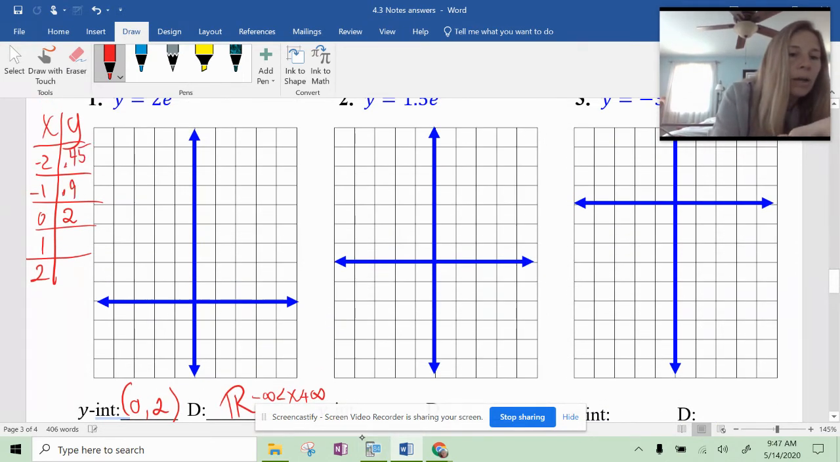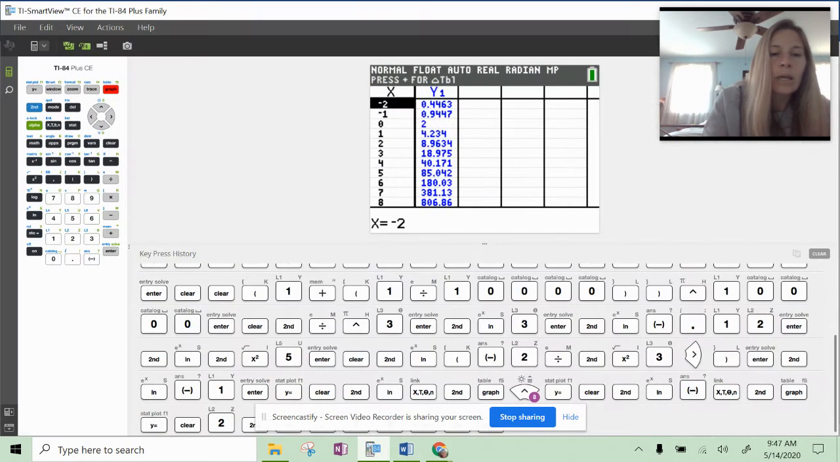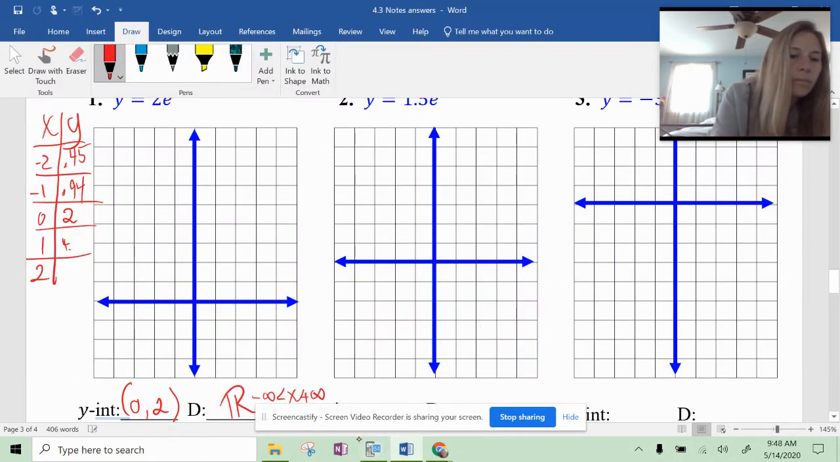0.45 and 0.94. I'm just going to go 2 digits because we're estimating these points anyway. And then for 1 and 2, it's 4.2, and then I'm just going to make that 8.96. So when I go to graph these, -2 and 0.45, you could probably make these tenths if you wanted to.